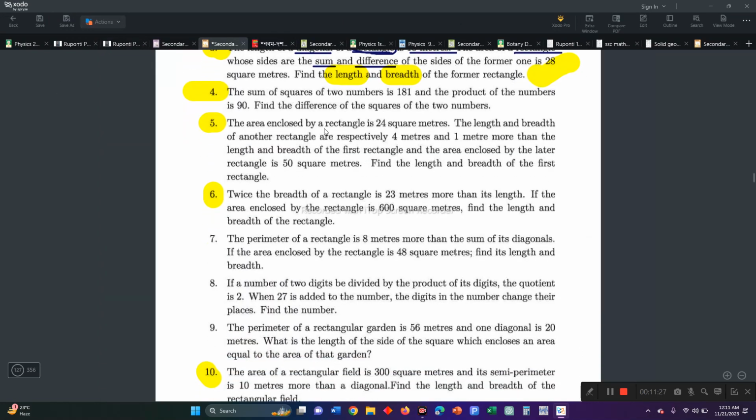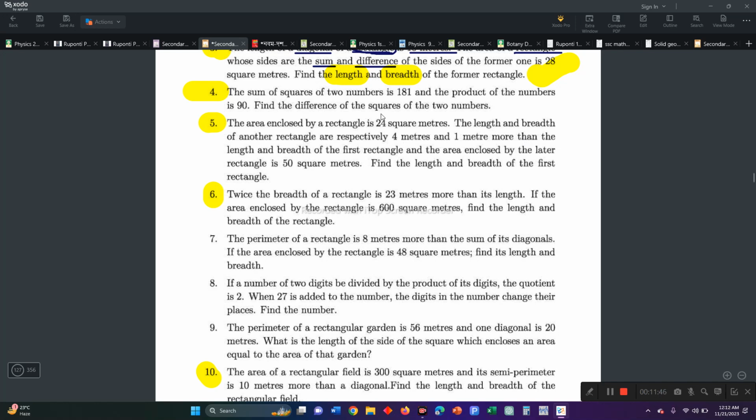Now the area enclosed by a rectangle is 24 square meter. Let the length and breadth be x and y. So x into y is equal to 24. The length and breadth of another rectangle are respectively 4 meters and 1 meter more than the length and breadth of the first rectangle.